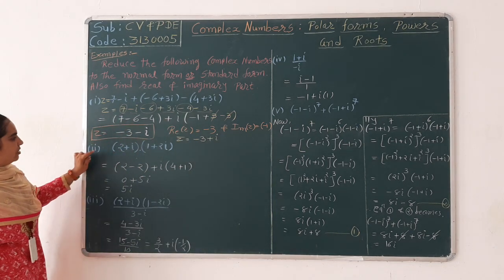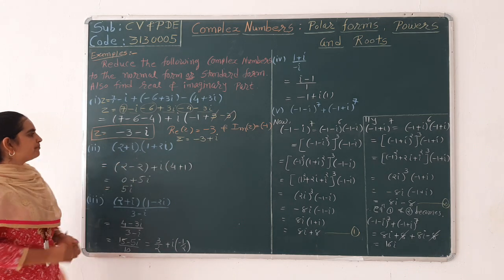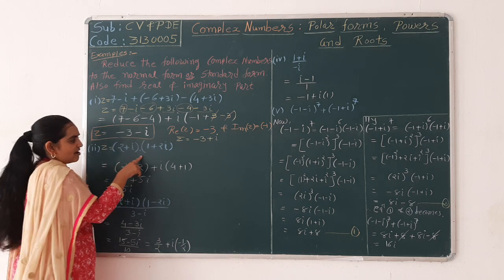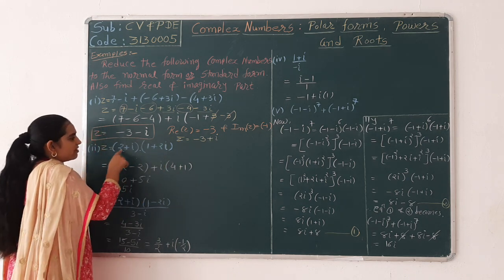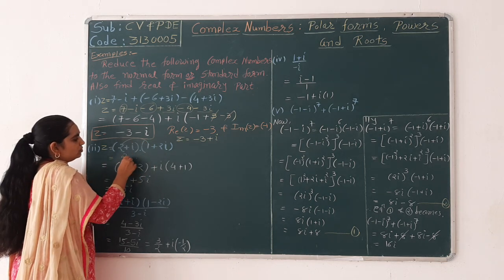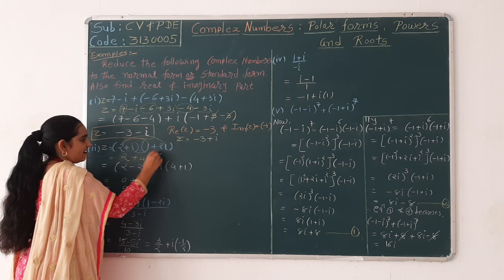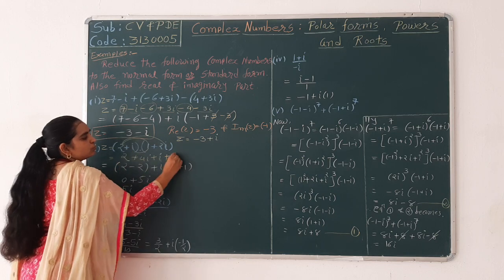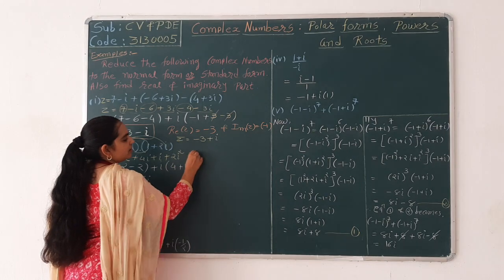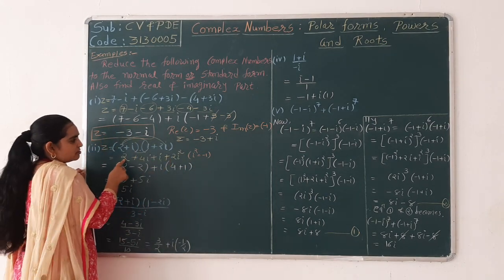Now the second example, (2 plus I) into (1 plus 2I). First we assume Z. Here Z is equal to (2 plus I) into (1 plus 2I). First we multiply the brackets: 2 into 2, 2 plus 4I plus I plus 2I square. We know that I square is equal to minus 1. That means this becomes minus 2.